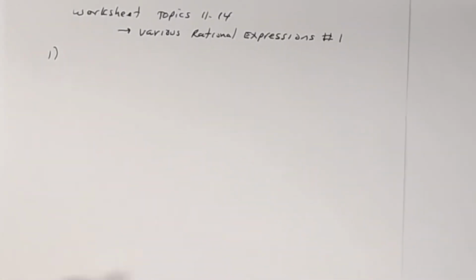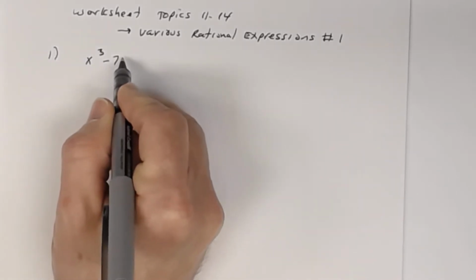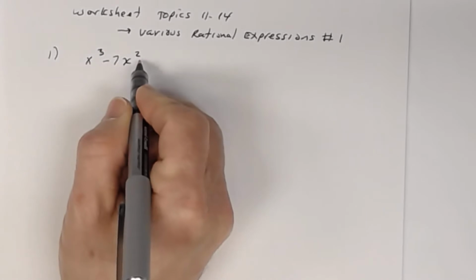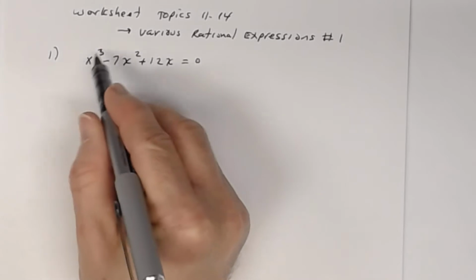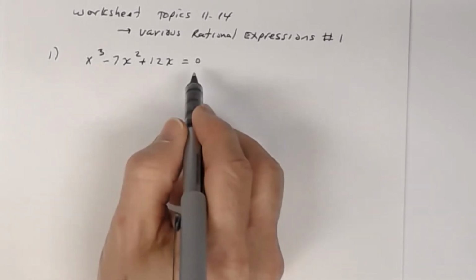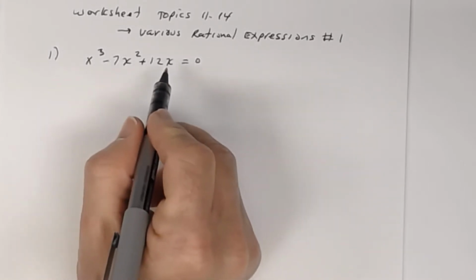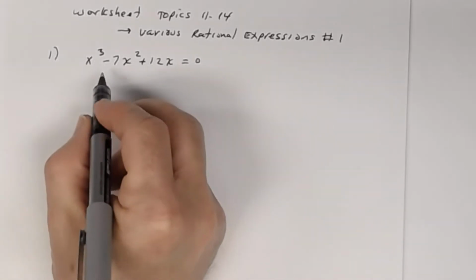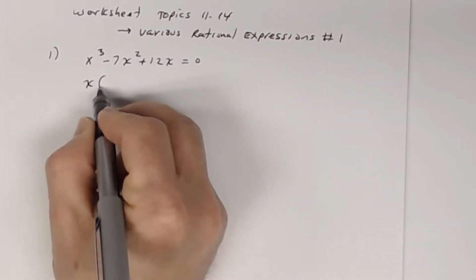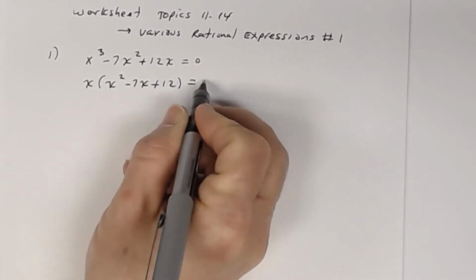So this is number one. You would take the denominator, that polynomial, x cubed minus 7x squared plus 12x, and determine for what values of the variable this polynomial is equal to 0. When solving this, the first thing you need to do is factor out the GCF, which is x. So this becomes x times x squared minus 7x plus 12 equals 0.